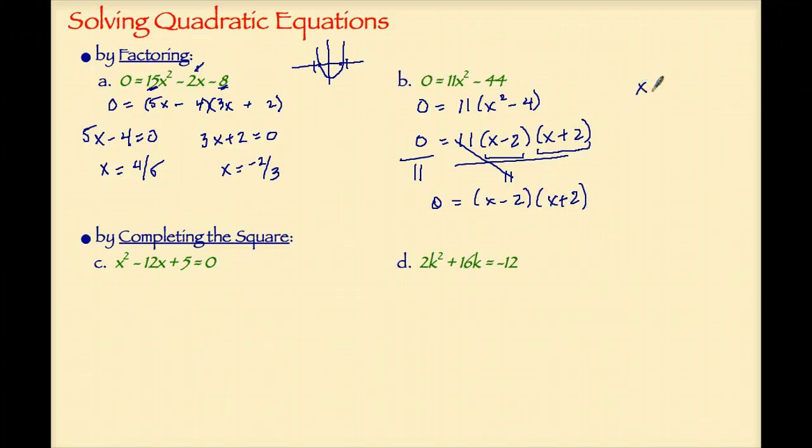Let's make the 2 little mini equations. X minus 2 equals 0 results in x equals 2 as one of our solutions. And x plus 2 equals 0 results in x equals -2 as the other. And again, these are the x-intercepts of this particular graph. Now let's go to completing the square. Completing the square, square referring to what? A perfect square trinomial. Turns out that a perfect square trinomial is a special trinomial that's formed when 2 of the exact same binomial factors are FOILed together.